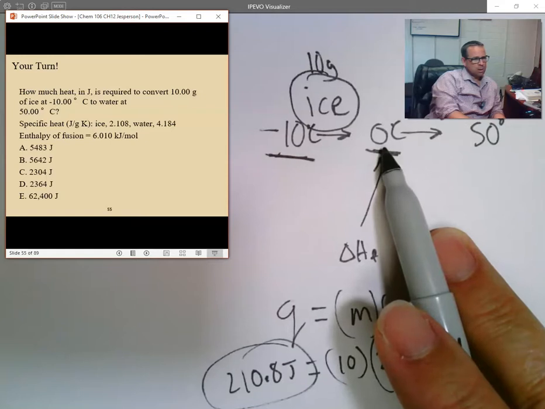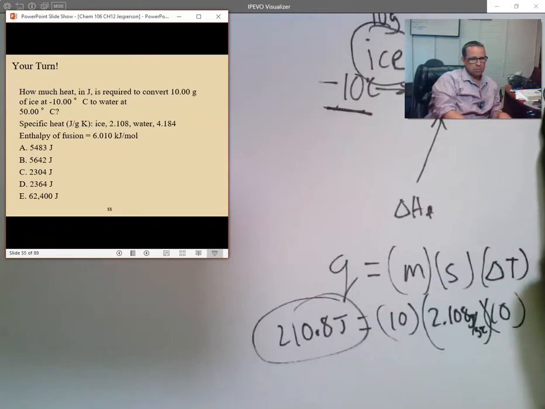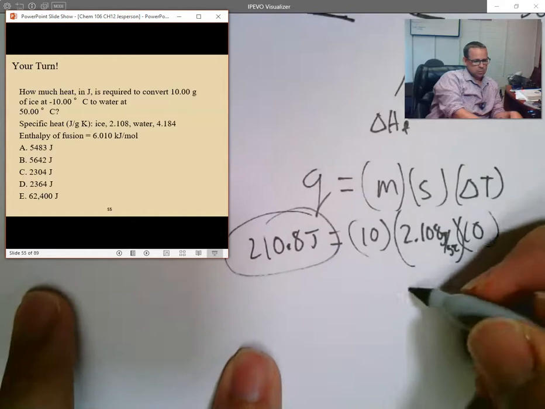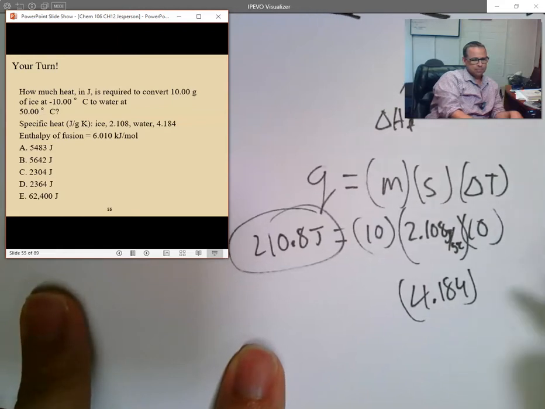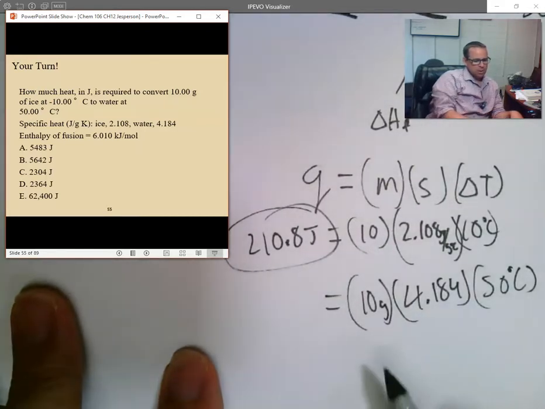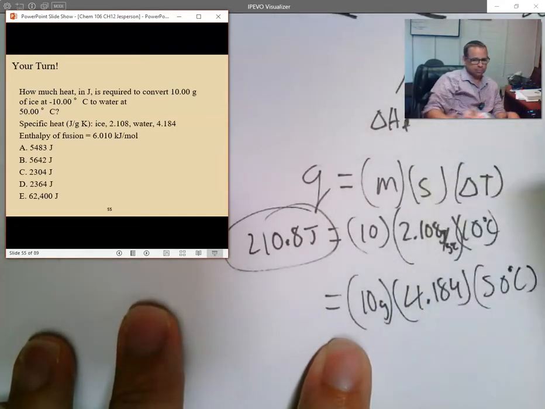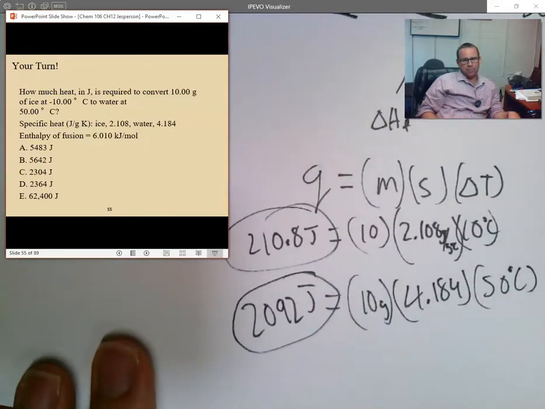Now, Sarah, could you help us with the portion of going from 0 to 50? How would the equation look for that portion, Sarah? All right, so I think you would use the specific heat of water, which is 4.184. That's right. And then the change in temperature is 50 degrees Celsius. That's right, 0 to 50. And 10 grams. Yes, still 10 grams. Very good. So, any calculators out there? 10 times 4.184 times 50? 2,092. Excellent. 2,092 joules of energy. Okay?